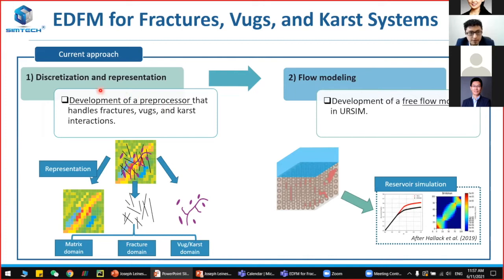So here is a little bit more detail. The first phase, called discretization and representation, basically deals with the development of a preprocessor that can handle fractures, Vugs, and Karst interactions. Here our idea is to separate the three domains, Vug, matrix, and fracture domains, and come up with certain values for transport indices and interactions, so that the flow modeling phase can take all those results and use them for the free flow module in URSIM. The main idea is to conduct, at the end of the day, reservoir simulations and uncertainty analysis.